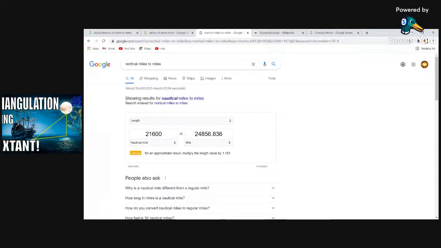So obviously we've got this circumference, this is what we've just calculated. If we're using 1 degree over 60 nautical miles, it comes out to 24,856 statute miles. So 24,856 divided by pi times 2. What do you think that comes out at? 3959 miles, do you think? No, 3955 miles.